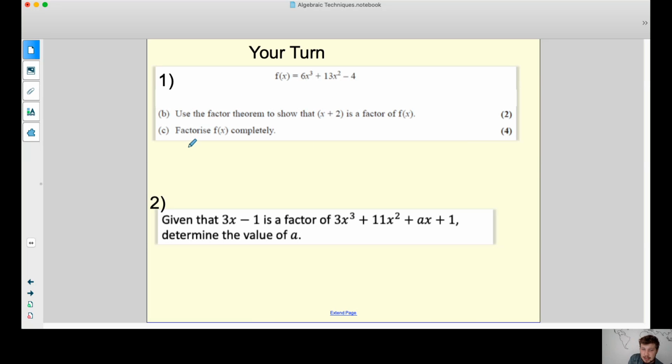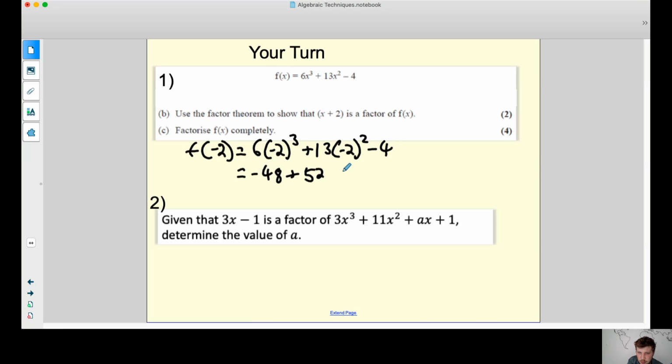Okay, and once you've done that, well, here I'm just going to say that f of x is equal to this. Use the factor theorem to show that x plus 2 is a factor. So therefore, what I'm looking at is f of negative 2, and I'm just going to substitute that in. So I've got 6 lots of negative 2 cubed plus 13 lots of negative 2 squared minus 4, and I can work that out. Negative 2 cubed is going to be negative 8, times 6 is going to be negative 48. Negative 2 squared is going to be positive 4, so 13 times 4 is plus 52, minus 4, which does indeed equal 0, as required.